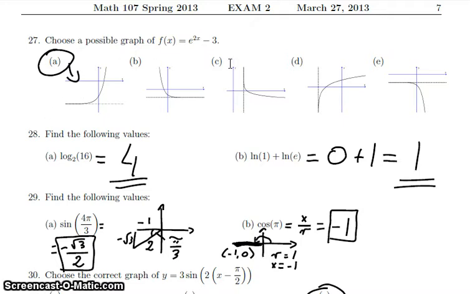It's definitely not B, definitely not C, because there's a reflection here. D is a logarithmic function, and E is another reflection. C is a logarithmic function as well. See the vertical asymptote here.